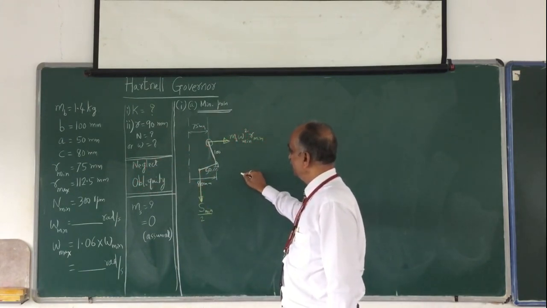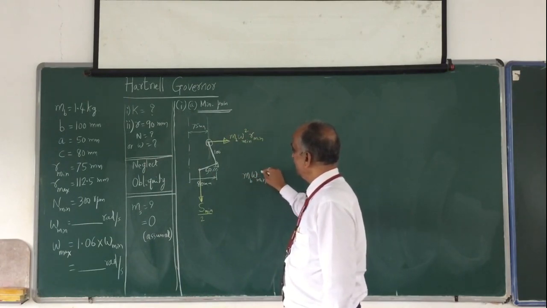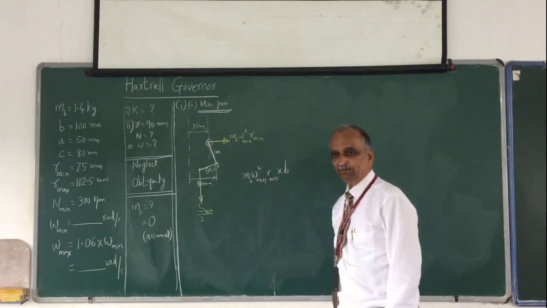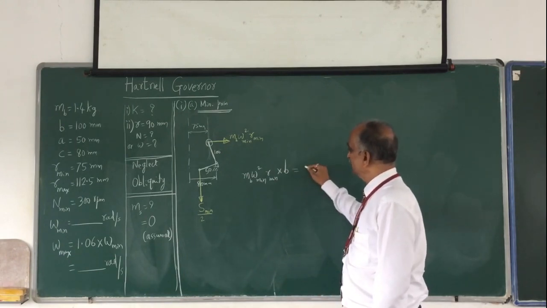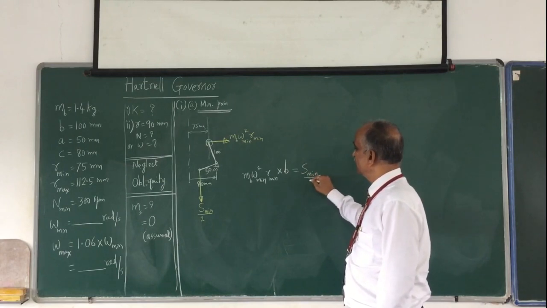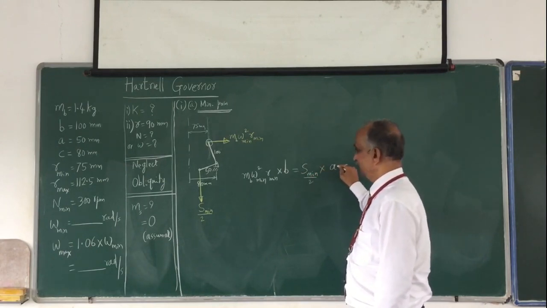So it is quite simple. It is mb omega minimum square into r minimum, multiplied by b, is equal to S minimum by 2 multiplied by a.